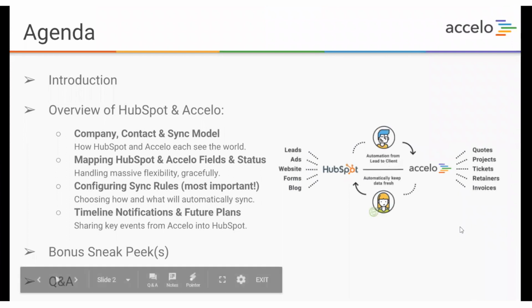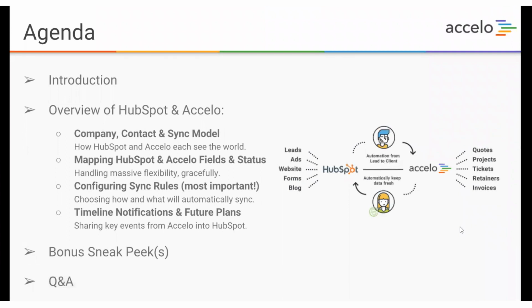All right, so what we're going to cover today is really a few parts of this integration, specifically about how you as a HubSpot user and an Accelo user should approach connecting these two powerful and flexible systems together so that you've got maximum control and maximum confidence. So we're going to give a bit of an overview of the model. We're then going to talk about how you undertake mapping between HubSpot and Accelo. We're then going to configure the sync rules. These are the restrictions or the controls that give you the power to say what should be synchronized between two different systems. And then we'll also give you a bit of a sense of what we're doing with our timeline notifications as well as some future plans. Lastly, we'll be doing a bit of a bonus sneak peek. We've got two of them to share with you actually, so hang on the line for those. And finally wrapping up with a Q&A.